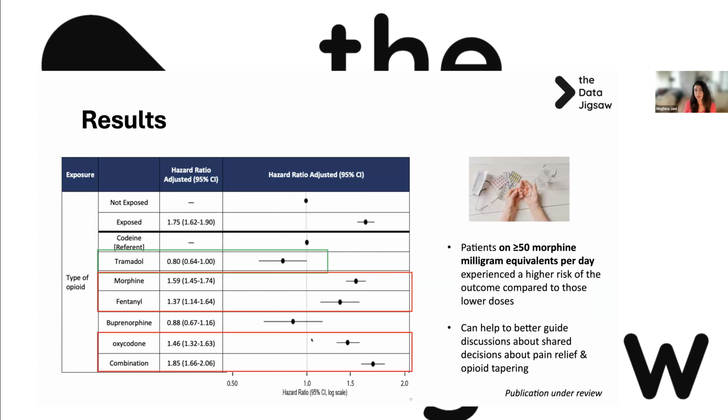Specifically, we also found that there was a dose effect. So patients who were on 50 or more morphine milligram equivalents per day had a significantly higher risk of the outcome compared to those on lower doses.